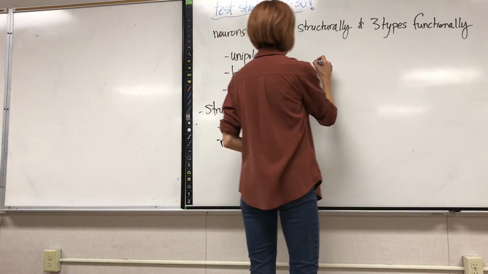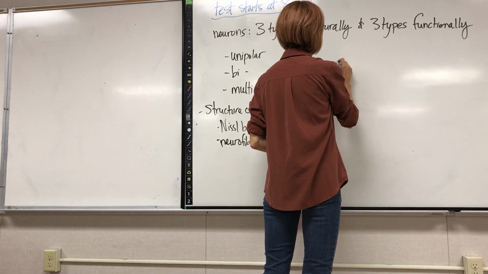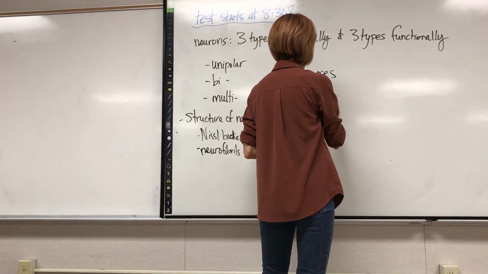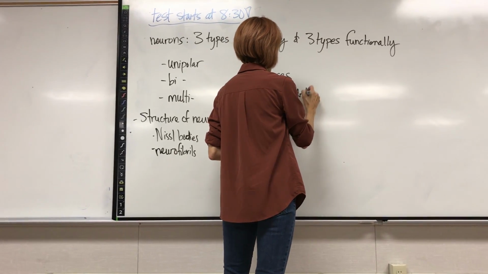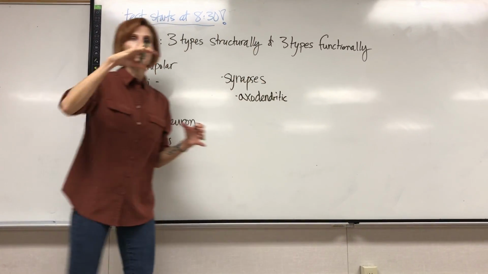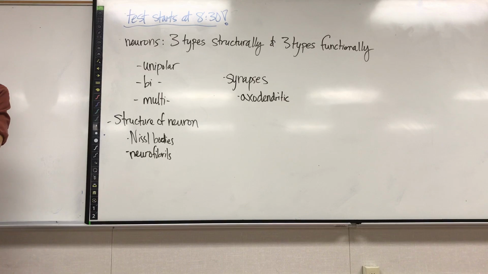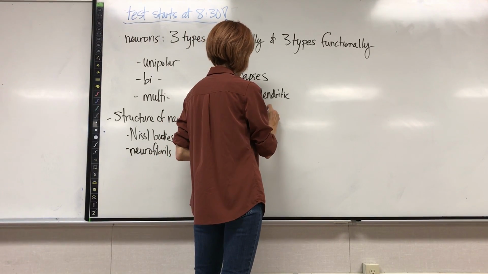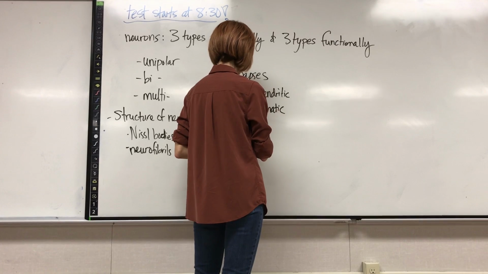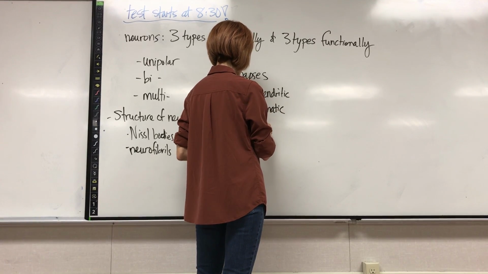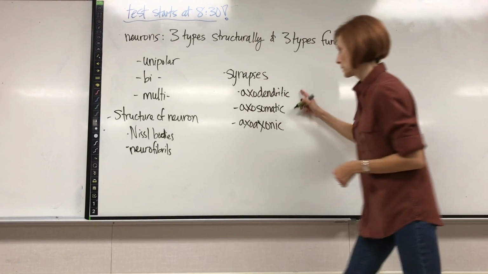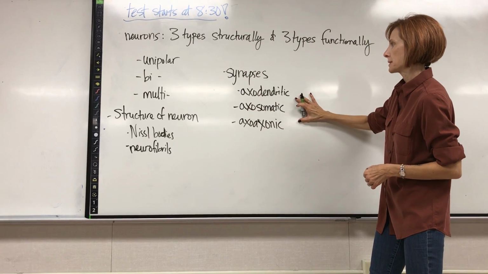And we talked about different types of synapses. Okay, so based on where the synapse is located, like we talked about axodendritic. What if the axon is synapsing on the cell body? Axosomatic. Right. And the axoaxonic. Okay, so again, just based on the location, we have these different types of synapses.